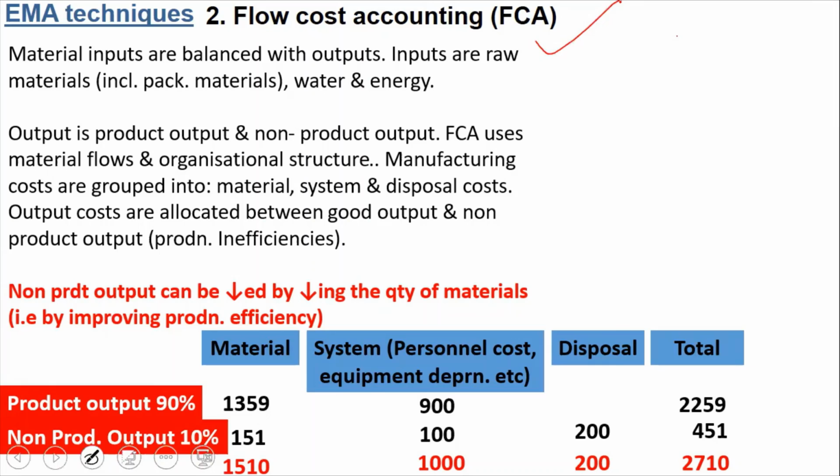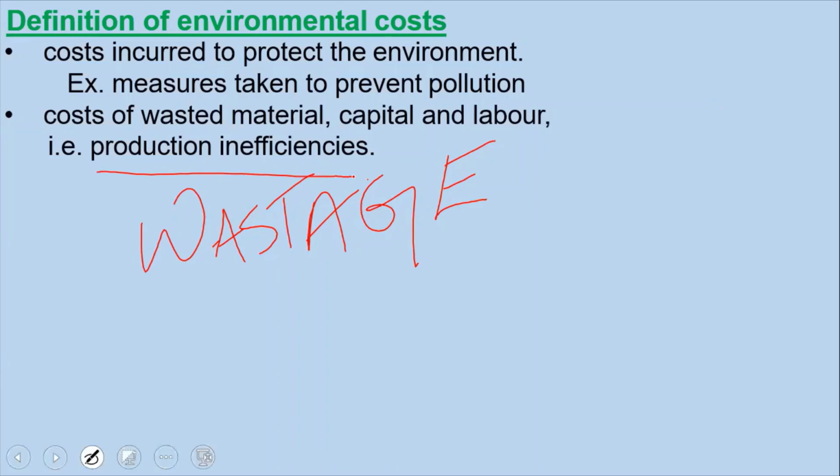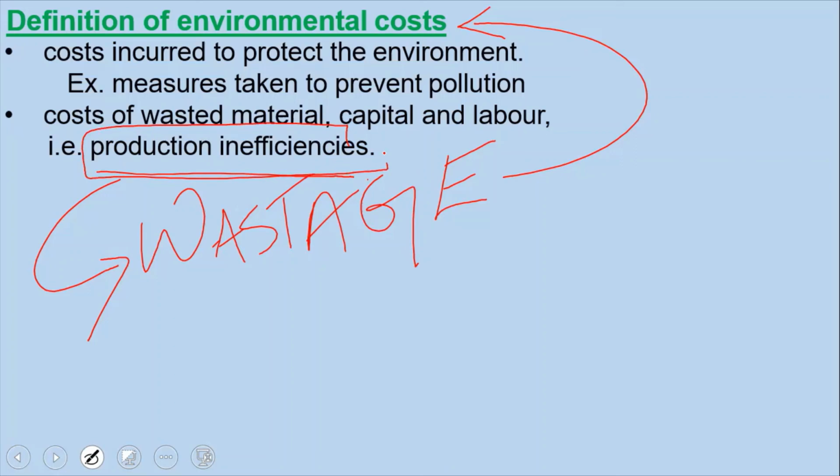Now, we saw in flow cost accounting that non-product output is also known as production inefficiencies. So production inefficiencies cause wastage, and this too adversely affects the environment. That is why any production inefficiency is also termed as an environmental cost.